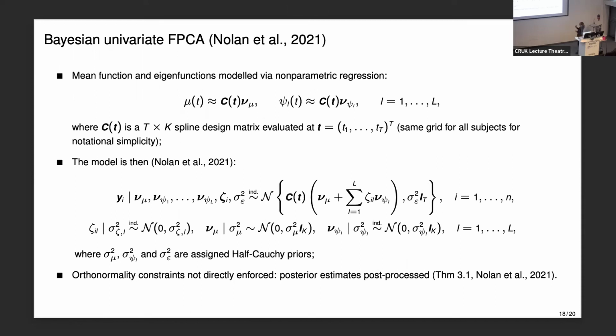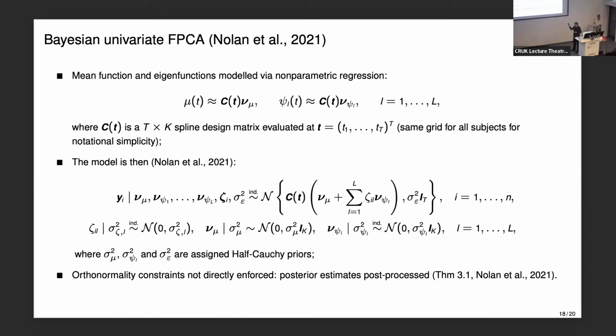So first, in the univariate case, we use non-parametric regression to model the mean function and the eigenfunctions. So we have a T by K design matrix C of T, which is constructed from a set of K spline functions, and nu mu and nu psi L are the vectors of spline coefficients. So this is the model. We use a Gaussian likelihood specification over the vectors of observations. We use Gaussian priors over the vectors of scores and of spline coefficients. And we use half-Cauchy priors on these variance parameters.